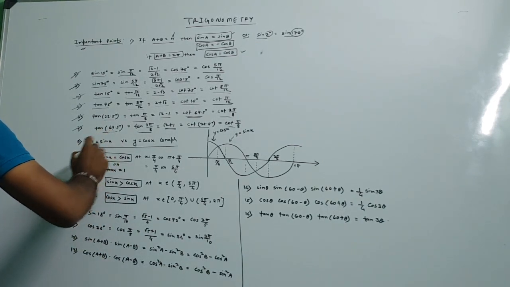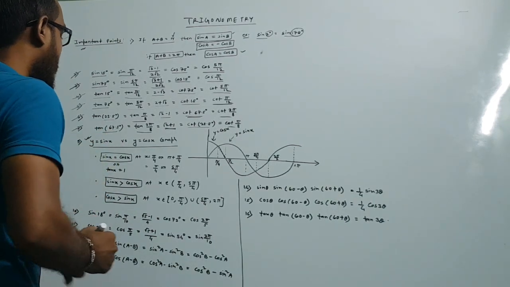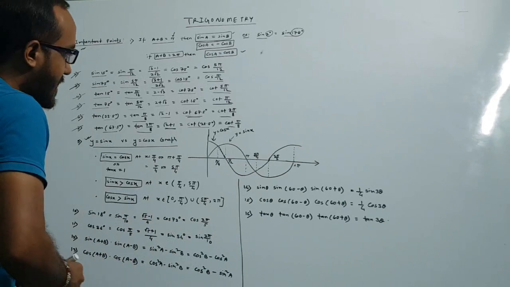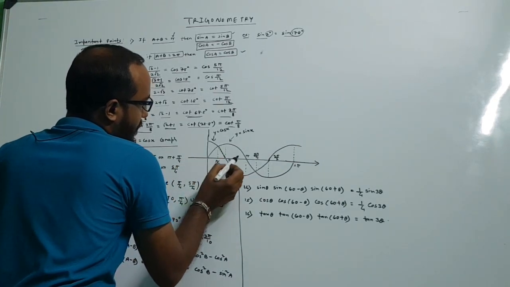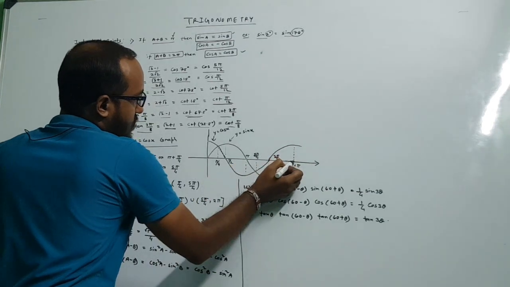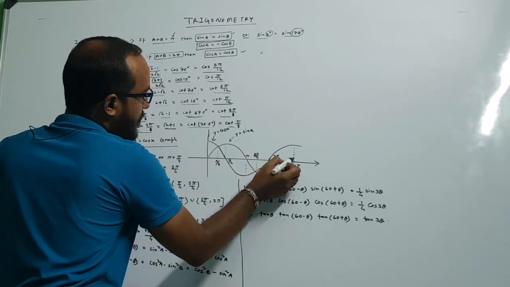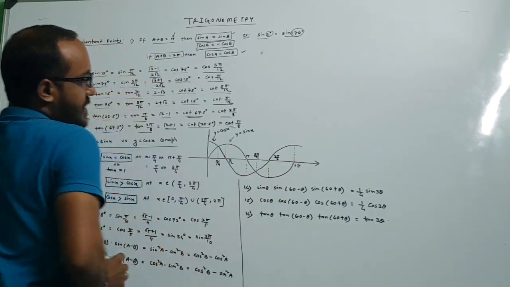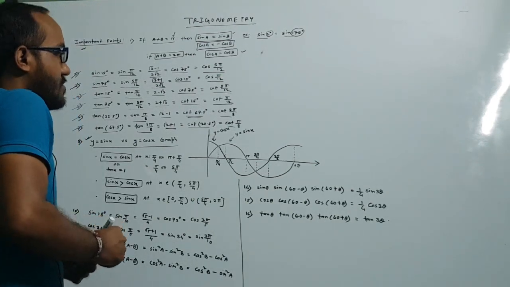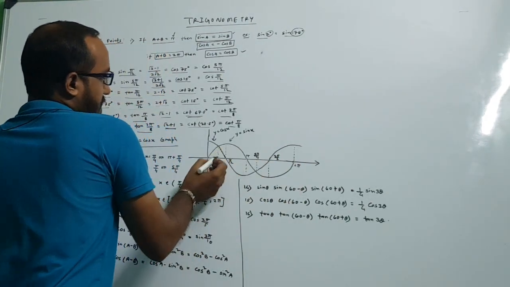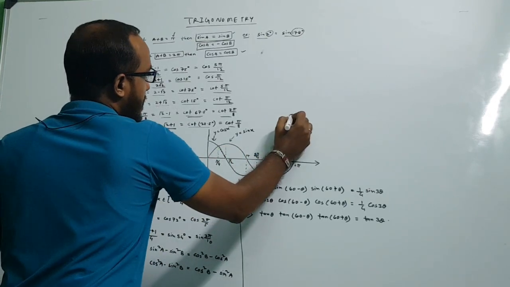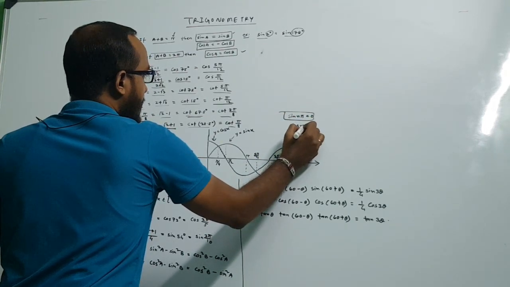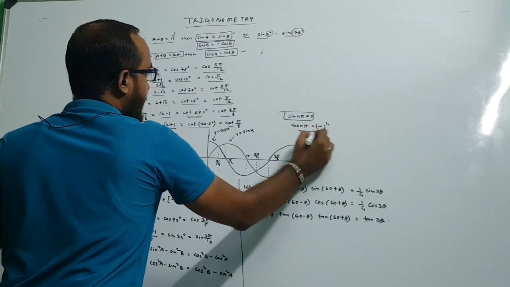Now we will focus on the sin x and cos x graph, because there are many problems where you have to apply these logics directly. See, sin 0 is 0, sin pi is 0, sin 2 pi is 0, sin 3 pi by 2 is not 0 but sin n pi is always 0. Always remember sin n pi is 0, and cos n pi is minus 1 to the power n.